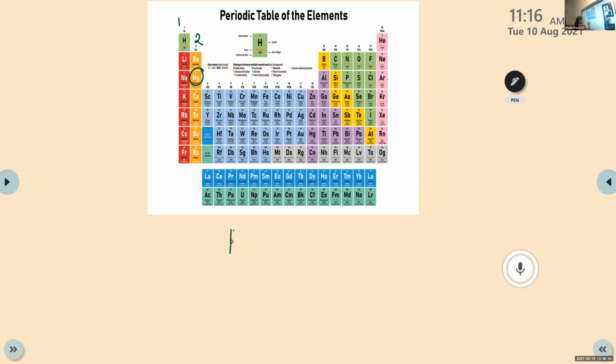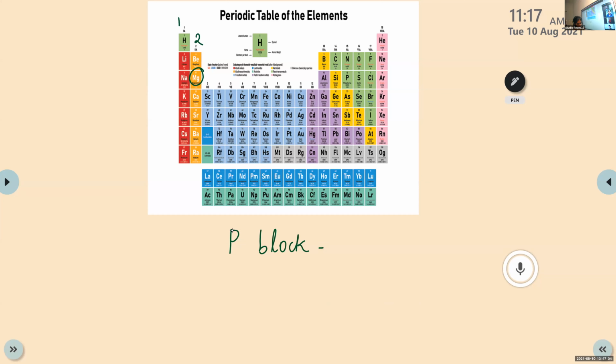Okay, then P block. Which are the P block elements? From which group to which group? Group 13 to group 18. Okay, group 13 to group 18 belongs to P block elements.